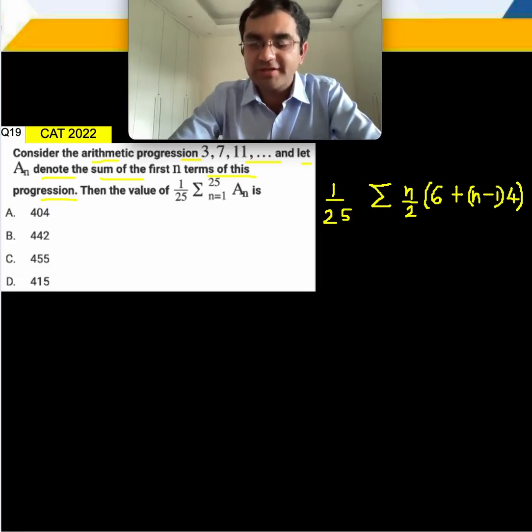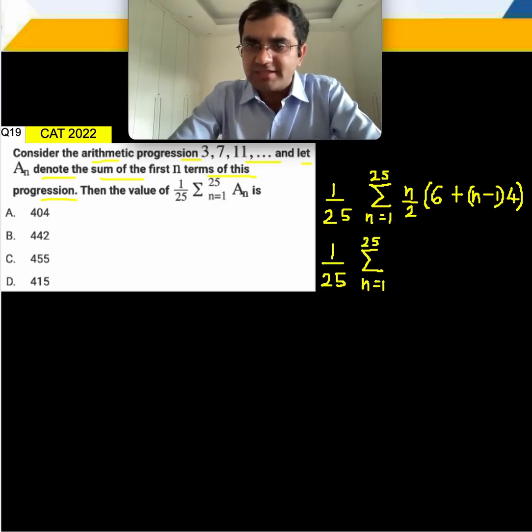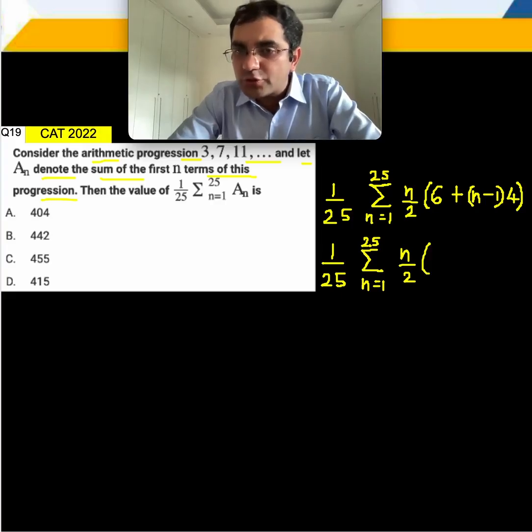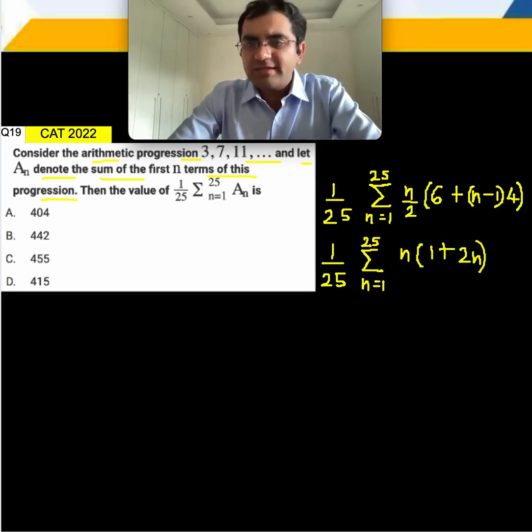Let's simplify this. 6 minus 4 will be 2. n equal to 1 to 25. So let's simplify and write. n by 2, 6 minus 4 is 2, 2 plus 4n comes. 2 plus 4n and you have divided by 2, so this becomes 1 plus 2n. And if you expand this, this becomes n plus 2n square.